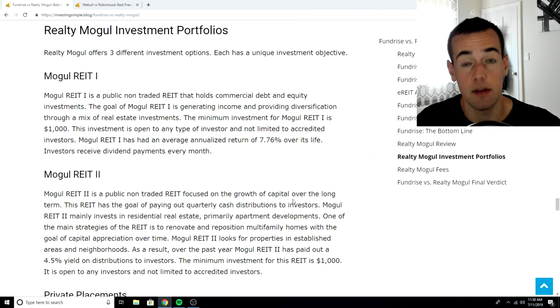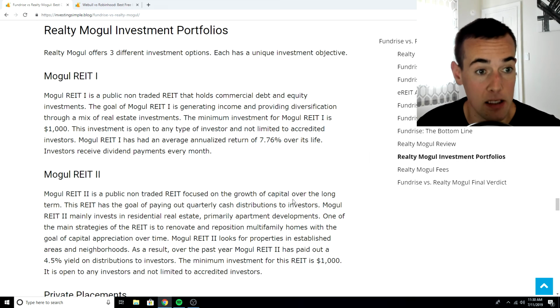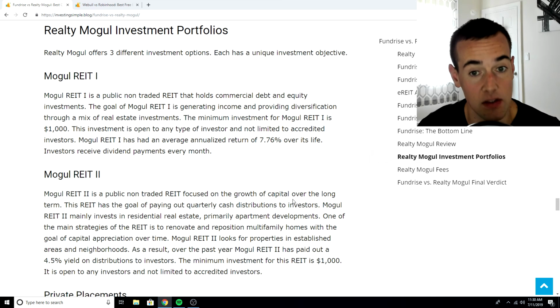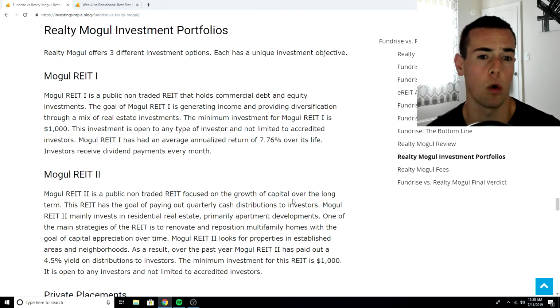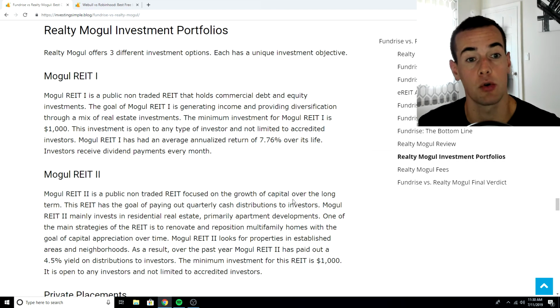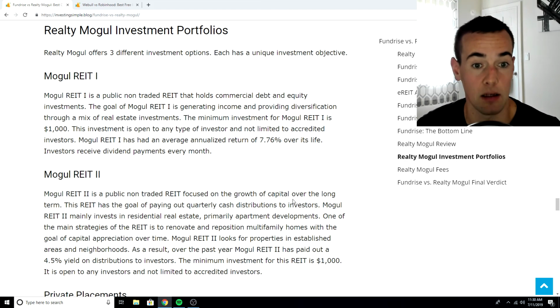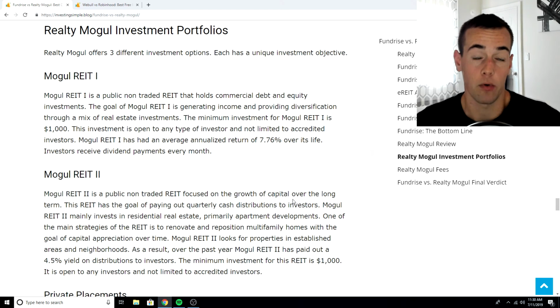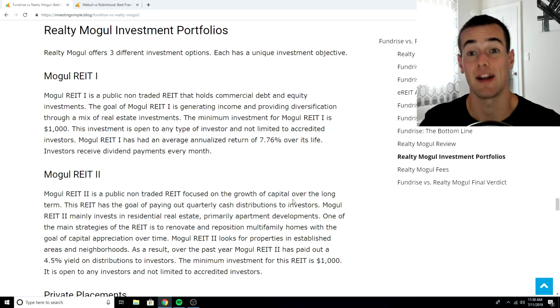I'm just going to read these ones to you so you have a general idea. The Mogul REIT 1 is a public non-traded REIT that holds commercial debt and equity investments. The goal of the Mogul REIT 1 is generating income and providing diversification through a mixture of different real estate investments. So essentially, the Mogul REIT 1 is the income portfolio where you're focused more on generating income.